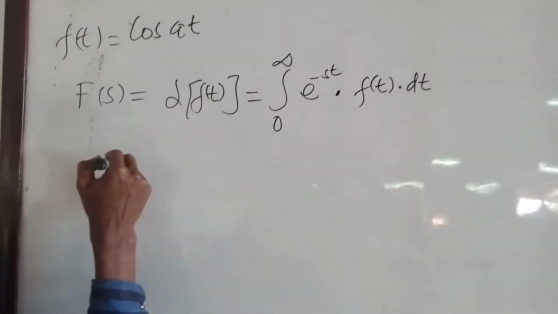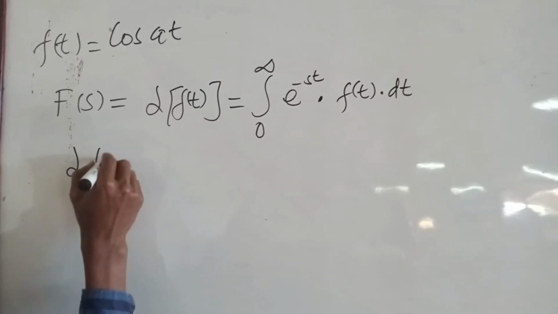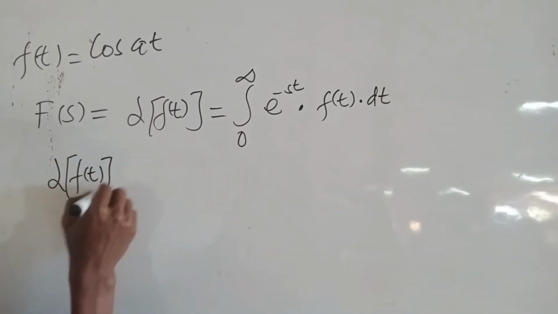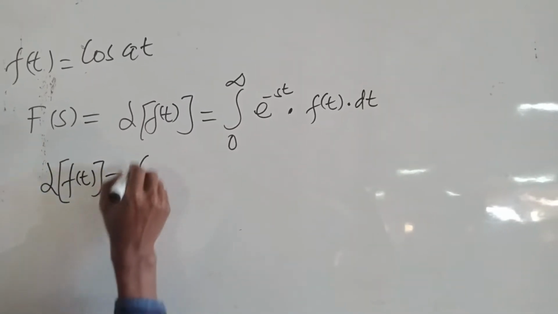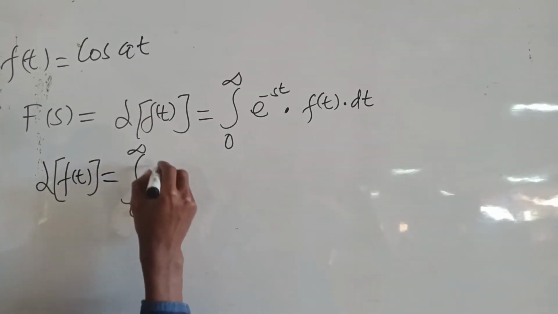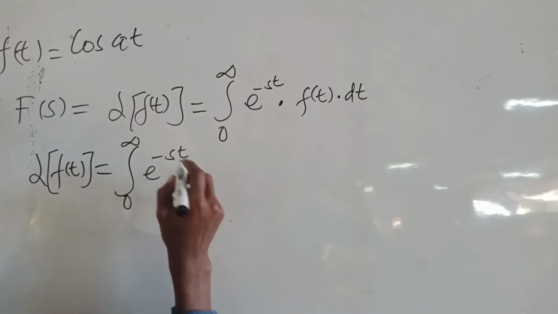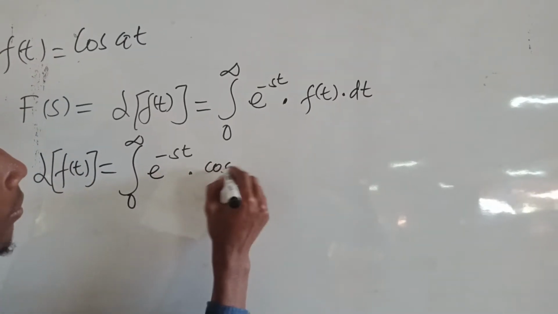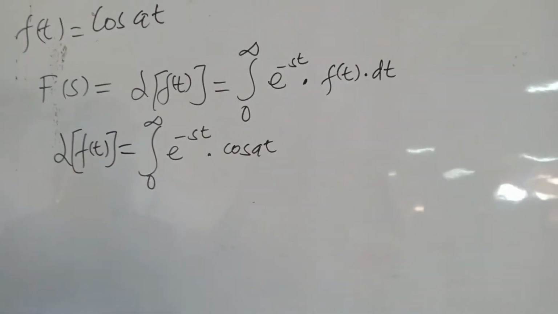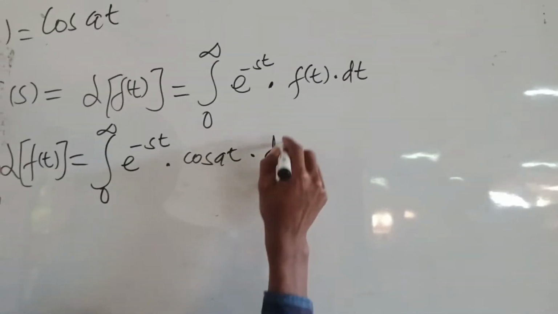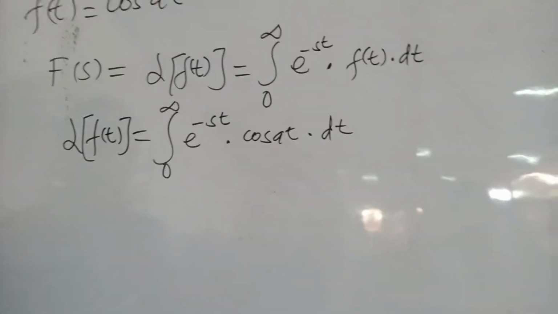So we can rewrite now: the Laplace transform of f(t) is equal to integrating from 0 to infinity e to the negative st, e raised to negative st, times cos at. Our cos at is the function of time. Then we differentiate with respect to time.